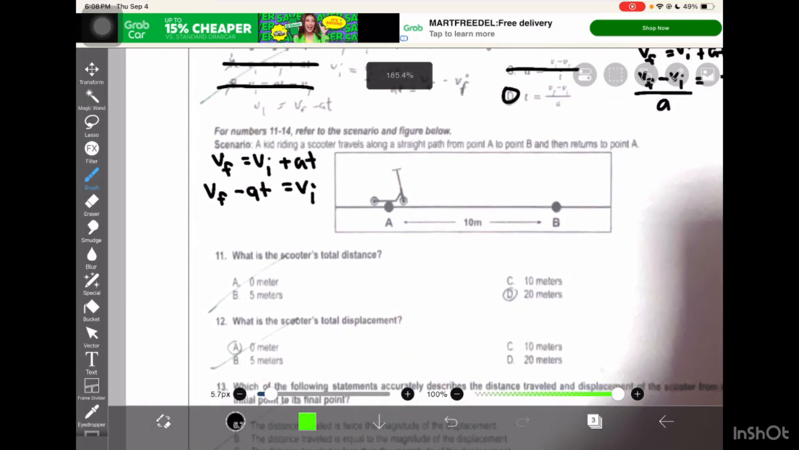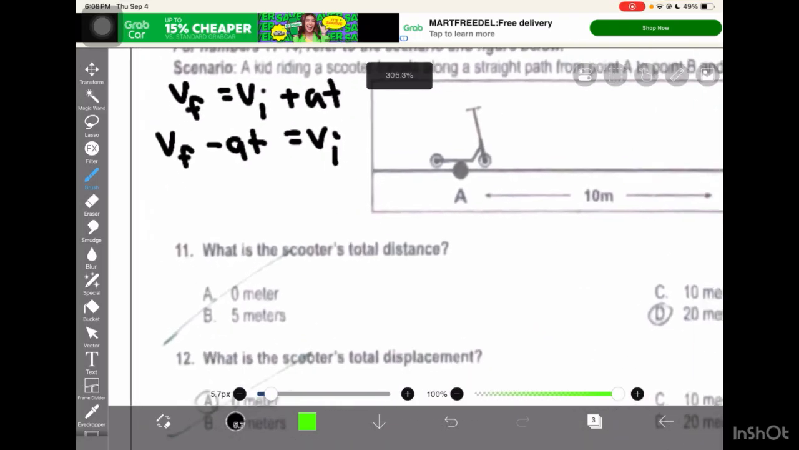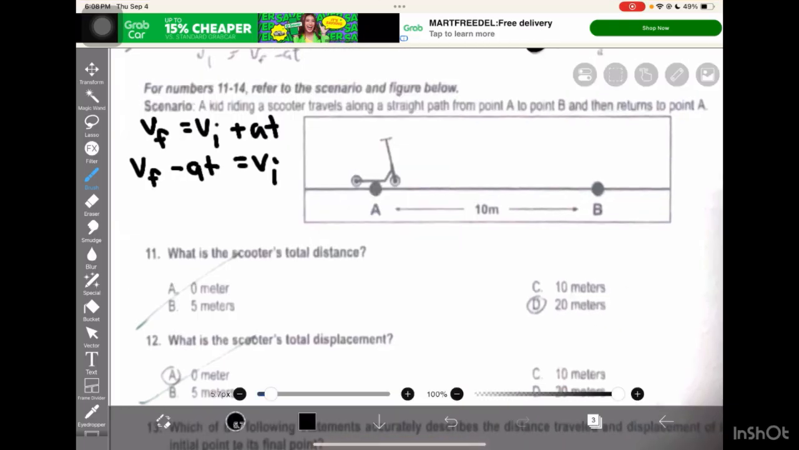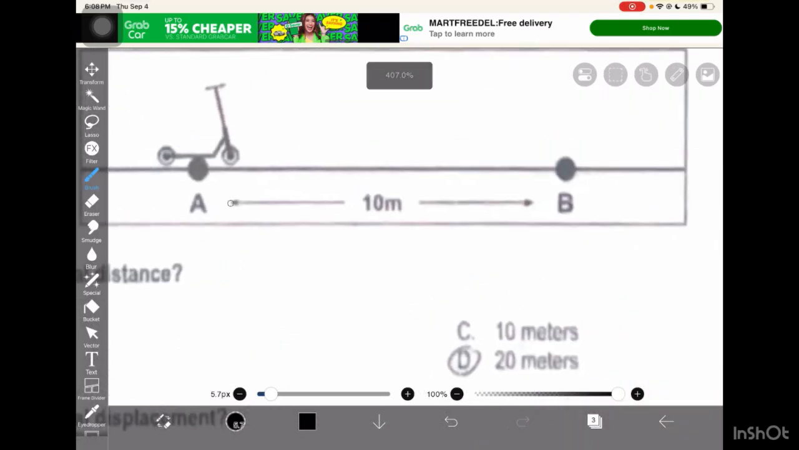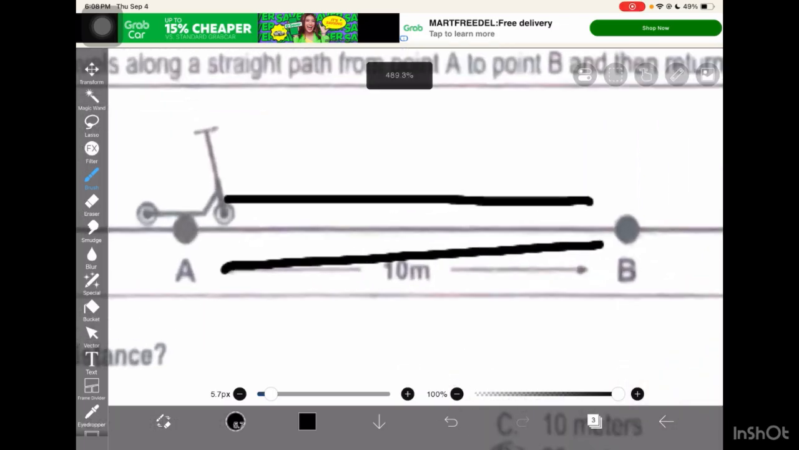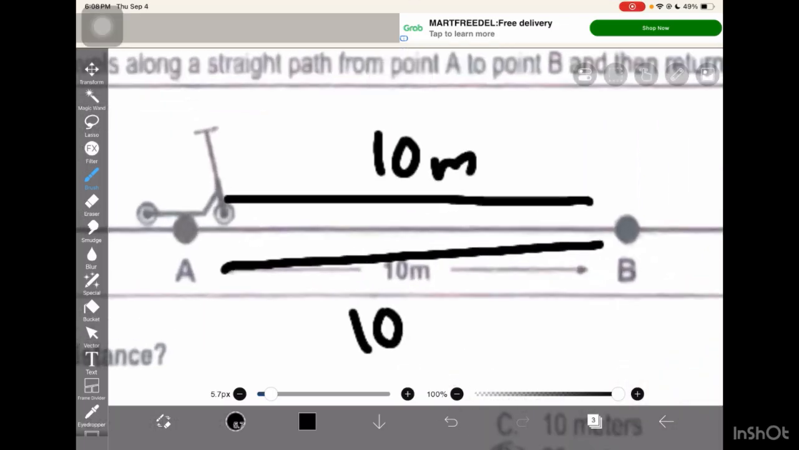A kid is riding a scooter and travels along a straight path from point A to B and returns to point A. Number 11, what's the total distance? Distance is calculated by every single movement from point to point. Whether changing direction or changing line, as long as you move a certain bit, it's considered part of the distance. So we have 10 meters from A to B and another 10 meters from B to A, because it returns to point A. So 10 meters, 10 meters.